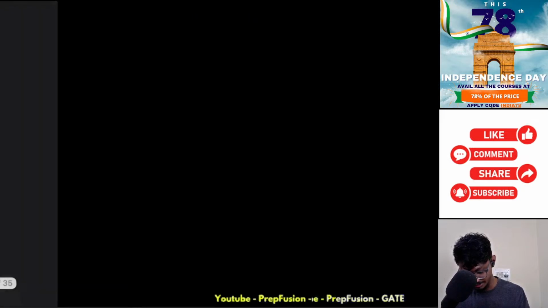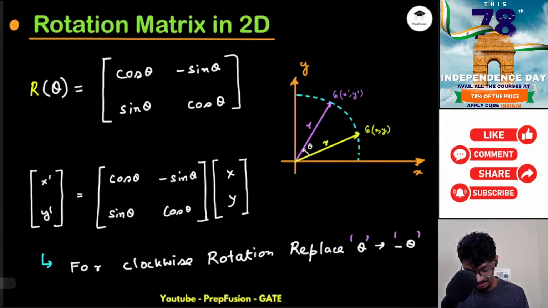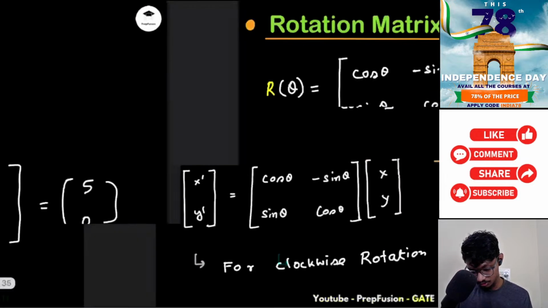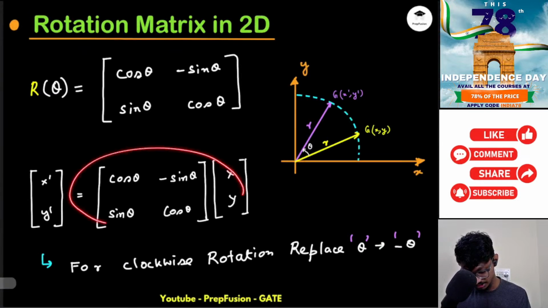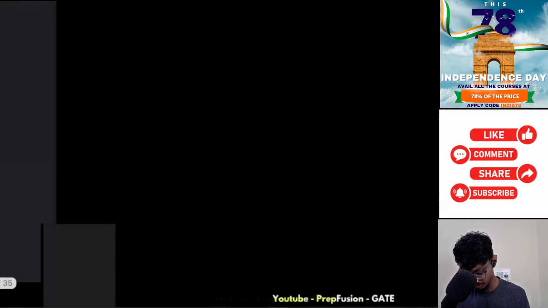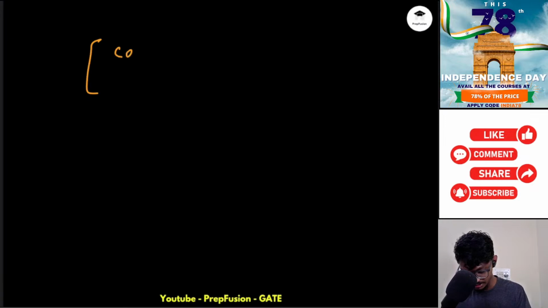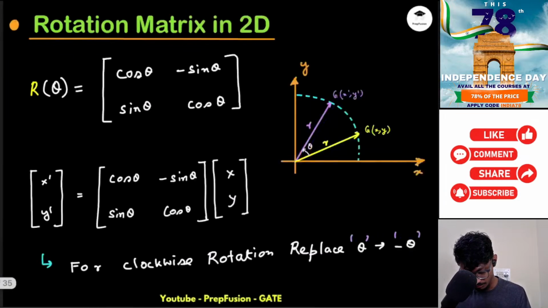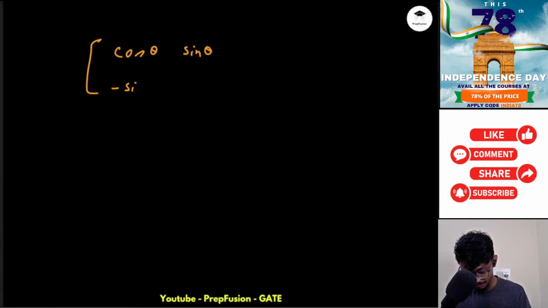So my rotation matrix will be like this. I am initially here, but I want to rotate in the clockwise direction. So this will be the answer. I just replace theta with minus theta. Cos of minus theta is cos of theta, sine of minus theta will be minus sine theta, and cos of minus theta will be cos of theta.